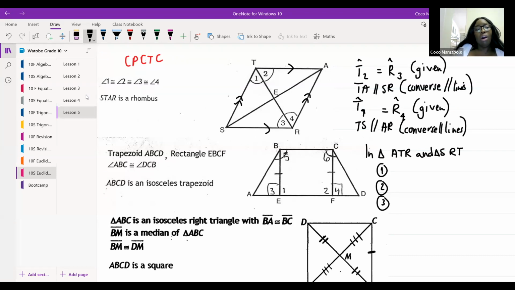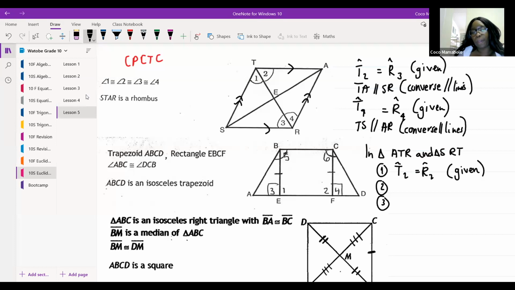Okay. Can I give reasons? Yes, absolutely. And then angle T2 is equal to angle R3. Good. We don't even have to use the converse because they've given it to us. We can say given. Good.